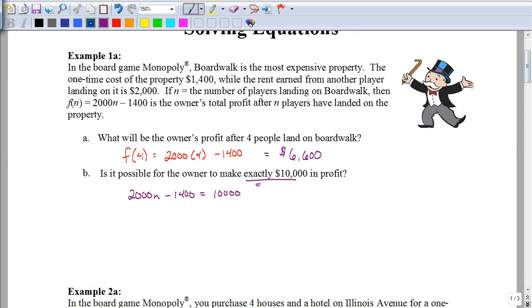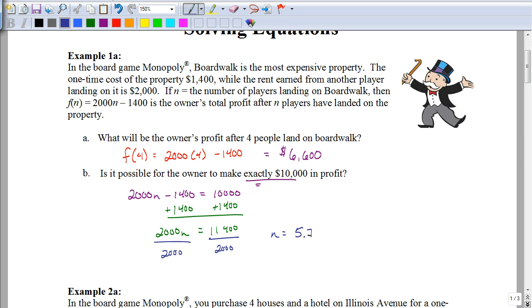To solve this, remember what I want to do is add 1,400 to both sides. Doing so leaves me with 11,400 on the right. And my last step then would be to divide both sides by 2,000. And when I do that, I get my answer for n is 5.7.